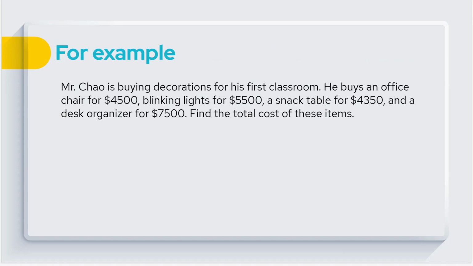So let's look at our last example for the day. Mr. Chow is buying decorations for his first classroom. Congratulations to Mr. Chow for having his first classroom at KAS. So he buys an office chair for $4,500. He buys some blinking lights for $5,500. He buys a snack table, yum yum, for $43.50, and a desk organizer, a really fancy one that has electronic organizers and maybe some other high-tech stuff in it, for $7,500. Find the total cost of these items.